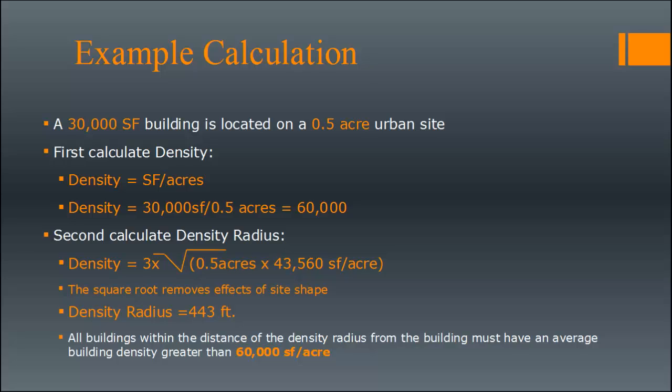And to calculate the density radius, it's 3 times the square root of the total site acres times 43,560 square feet per acre to convert those acres to square feet. The purpose of the square root is not just to make a difficult math equation, but it actually serves a purpose to remove effects of a site shape. In this case, the density radius equals 443 feet, and that is how the density radius will be drawn around a site.